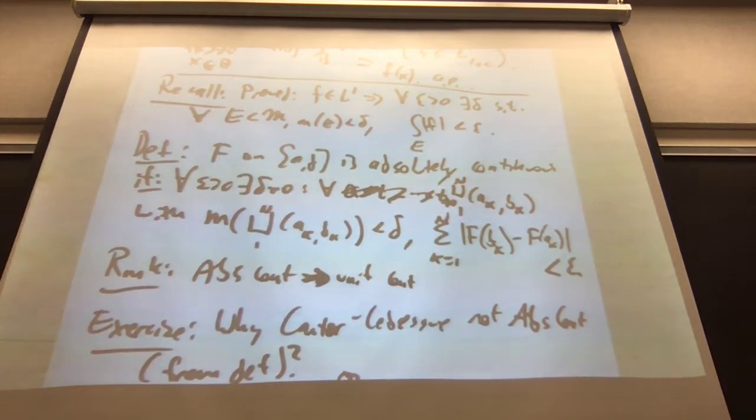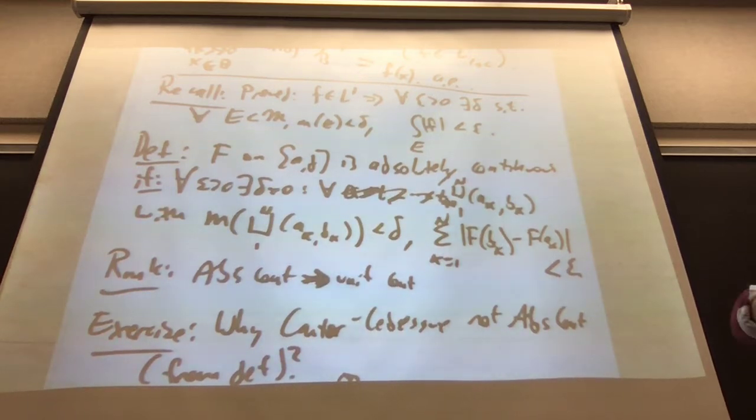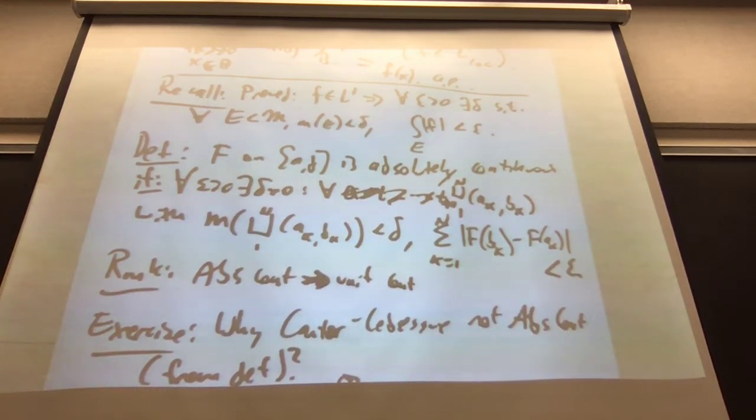We're about to do a Vitali covering lemma that basically says anytime you have a set of finite measure, you can find finitely many balls that cover it and within delta mass above and below. So in fact, should I do that now? Yeah, why not?